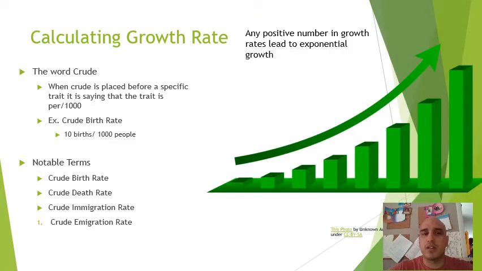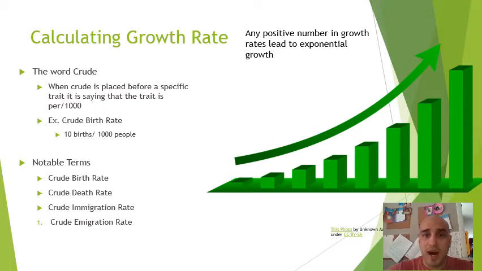So how can we calculate growth rate? There's a couple of things that we need to take into consideration. The word crude. Crude means over 1,000. So for instance, the crude birth rate would be how many births per 1,000 people. Crude death rate would be how many deaths per 1,000 people. The crude immigration rate would be how many people coming into the country per 1,000 people, and emigration would be how many people leaving a country per 1,000. If we take all those numbers into consideration, we could then use a formula to calculate our growth rate.